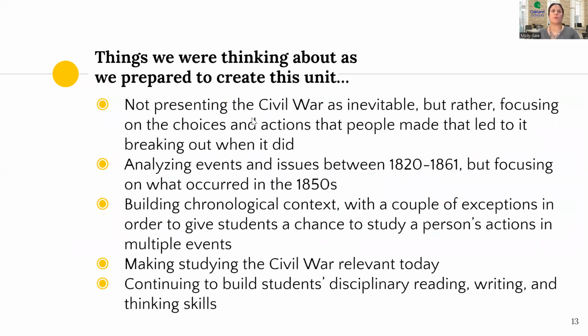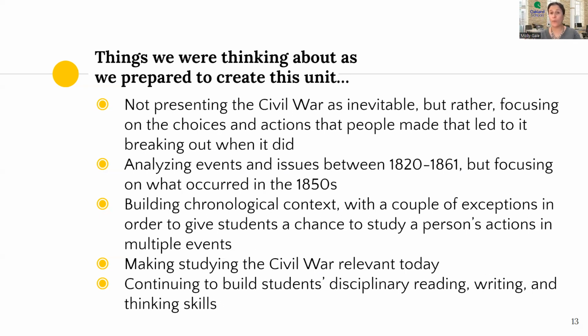Here are some things we thought about as we were preparing this unit. One thing we wanted to make sure we did was not present the Civil War as inevitable. Historians would argue that inevitability is not something they would typically discuss. They look instead at the choices and actions that people made that led to whatever event occurred. So we're helping kids think about the choices and actions people made from the colonization of the country through the Revolutionary era and into the 1850s, and how those choices and actions ended up leading to the war breaking out when it did.